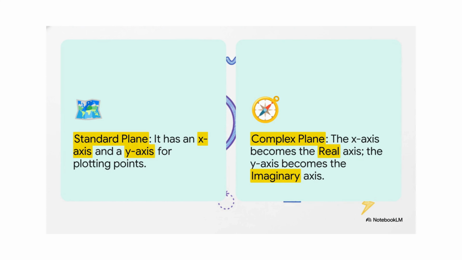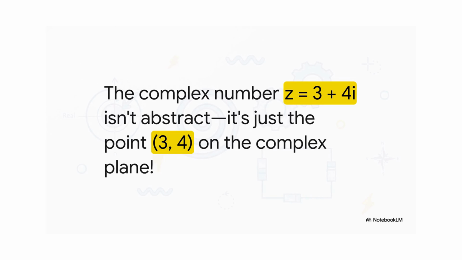So you already know the good old coordinate plane, right? With an x-axis and a y-axis. Well, the complex plane is pretty much the exact same thing. We just give the axes new names. The x-axis becomes the real axis, and the y-axis becomes the imaginary axis. And suddenly, this whole idea just clicks into place.